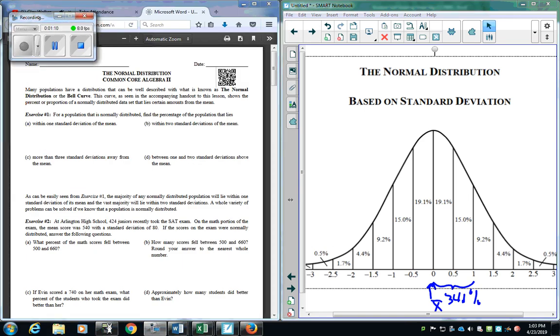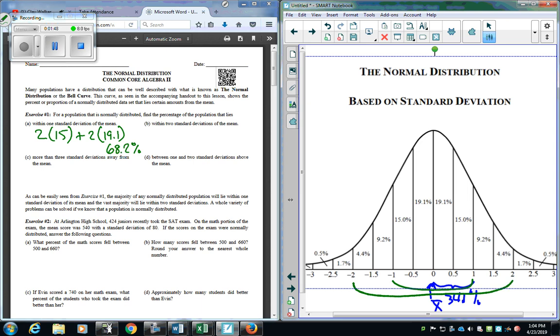Going through the questions, you can see, for a population normally distributed, find the percentage of population that lies within one standard deviation of the mean. So one standard deviation would be from +1 all the way to -1. So you'd have to add those percentages together, which are two 15%s and two 19.1%s. So together this would be a total of 68.2%.